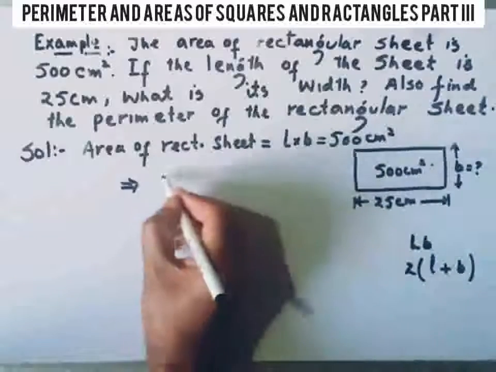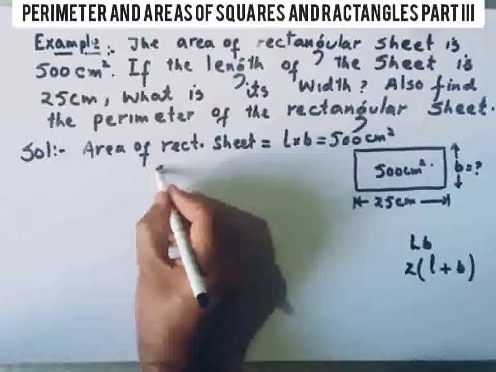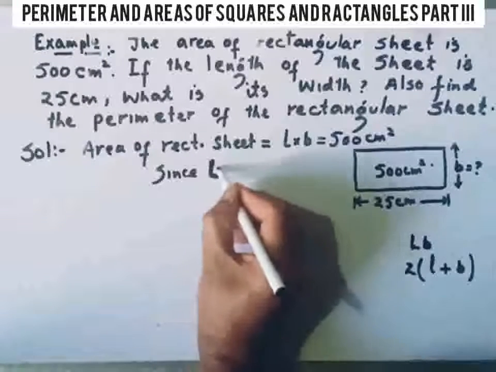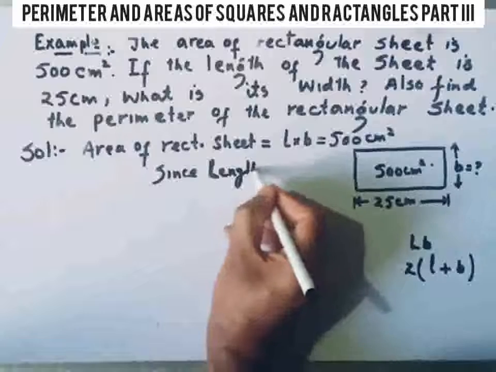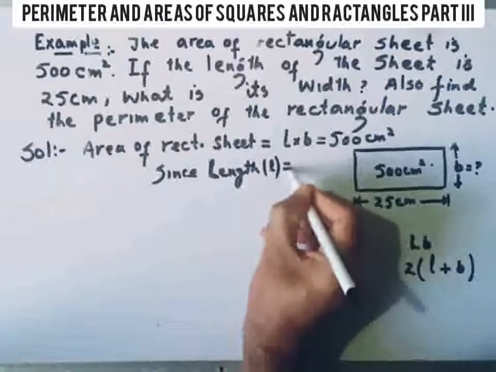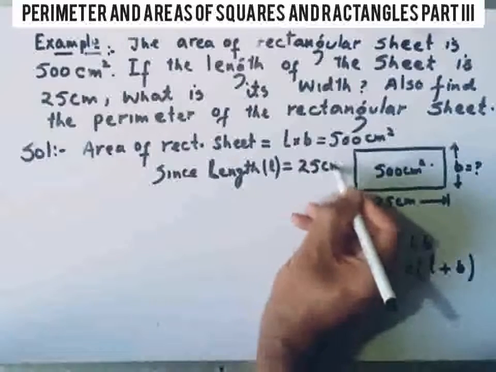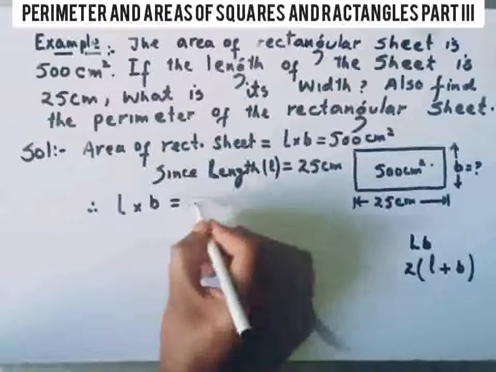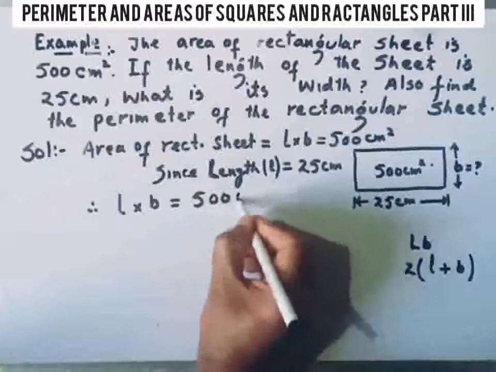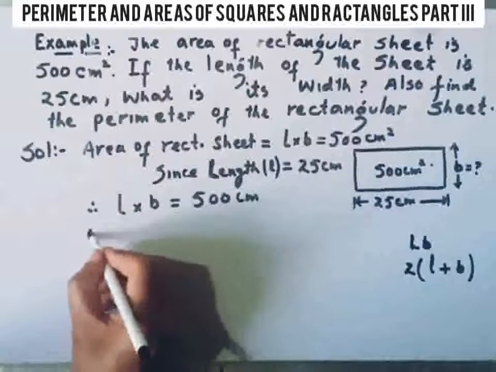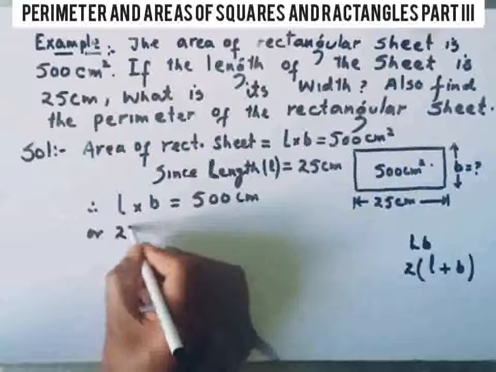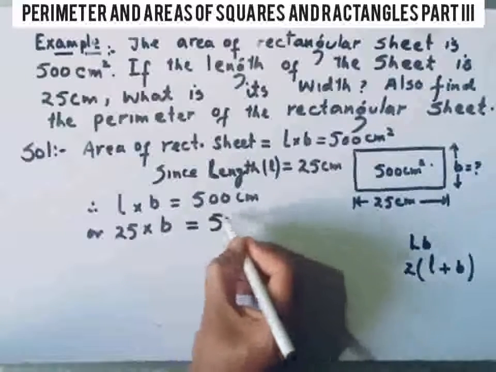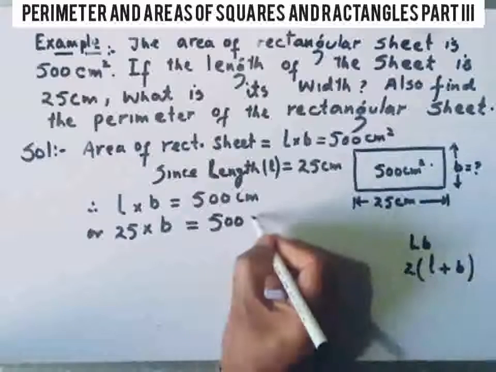Length is already there. Since length, that means L, is equal to 25 centimeter. Therefore, L into B is equal to 500 centimeter square. So instead of L, I can write 25 centimeter into B, where B means breadth, equals 500 centimeter square.